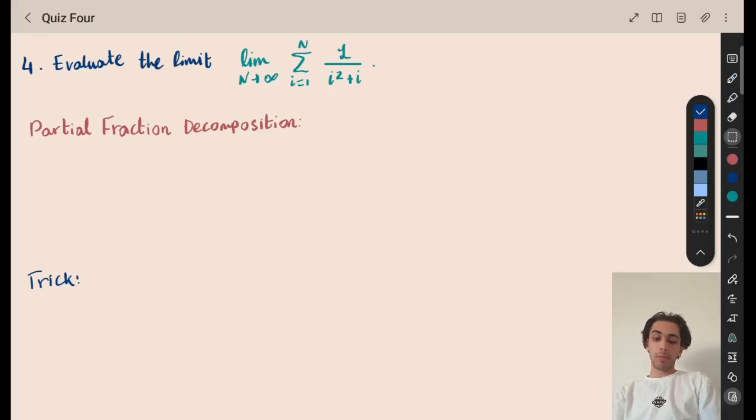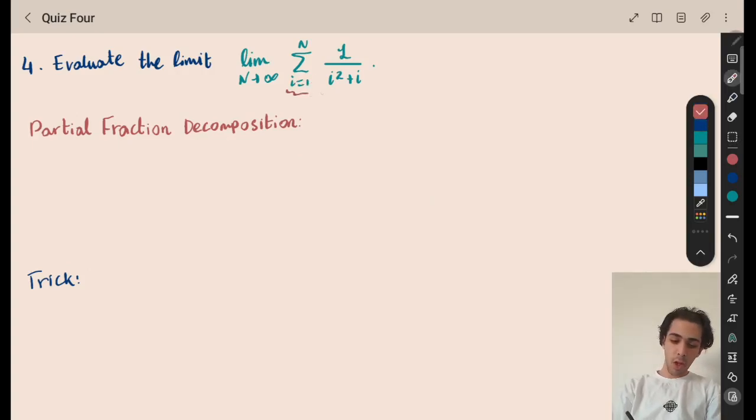Evaluating the limit can be a bit difficult when there's a sum in the middle. But here I will introduce a couple of tricks to help you solve this type of problem.